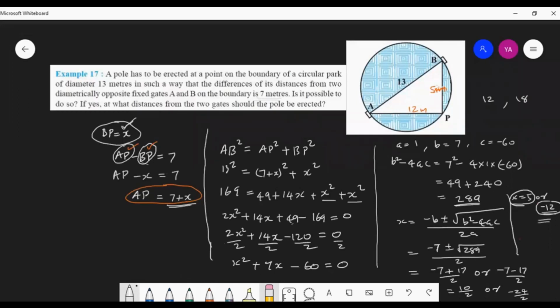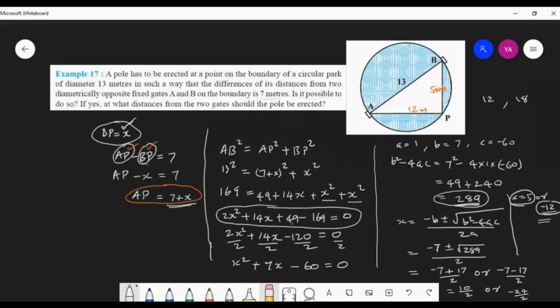If you want to say such a park is not possible, it is also asking here, is it possible to do so? Then you want to write that it is not possible. And it will be clear here by getting the discriminant: if b square minus 4ac is less than 0, then there is no solution for this quadratic equation. Then you want to say it is not possible.